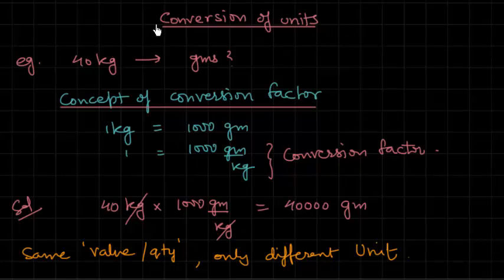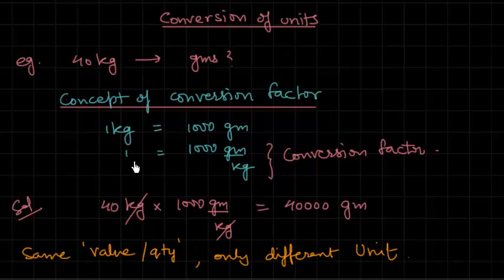How do we convert one unit to another? One simple example is if you want to convert 40 kg into grams. This is very simple. You can directly say that it will be 40,000 grams. But let's do it in a systematic way. Here we introduce the concept of a conversion factor. We simply write 1 kg is equal to 1000 grams. We take 1 kg to the denominator of this side of the equation. So this becomes 1 is equal to 1000 gram by kg.